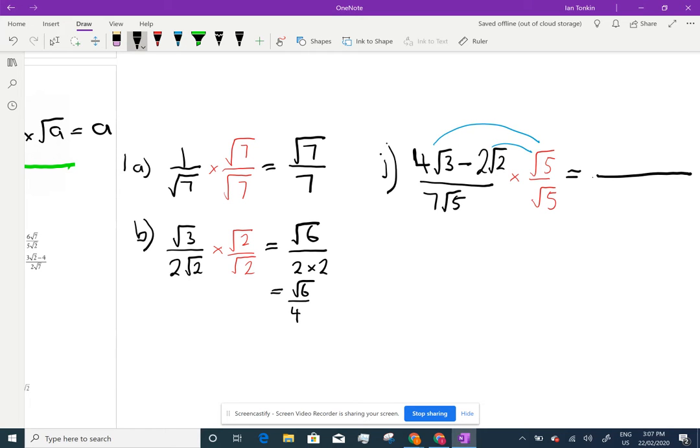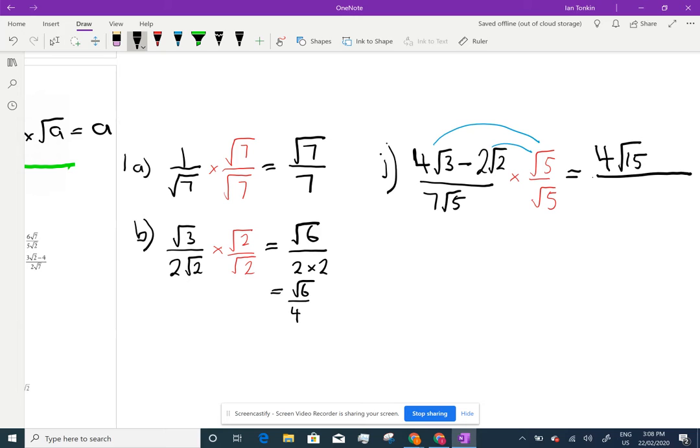So 4 times 2 is 8. Root 3 times root 5 is root 15. So I get 8 root 15. Oh, silly. Sorry. What am I talking about? I multiplied the wrong things there. 4 times 1 is 4, because there's a 1 in front of that. And root 3 times root 5 is root 15.